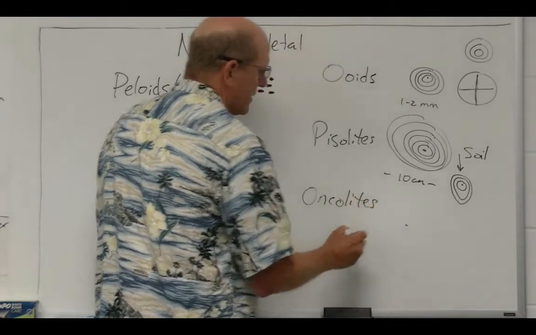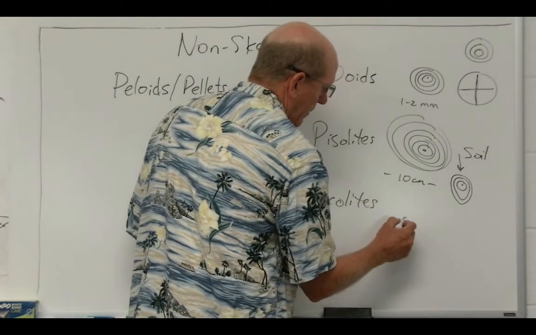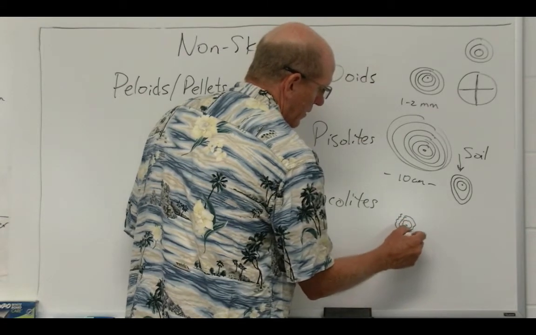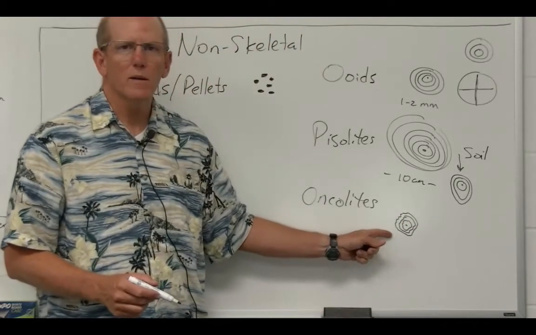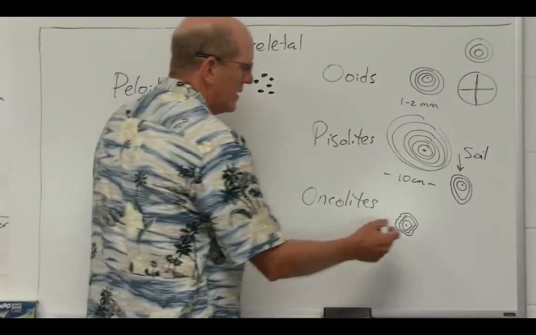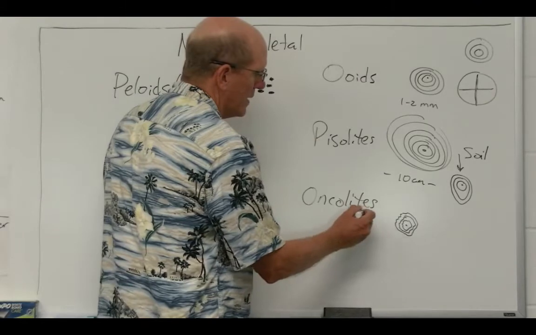We also have something we call oncolites. They also look similar, except now these are formed by microbes, algae, bacteria, things around the outside. They're commonly more irregular. The laminations are very irregular, and you can tell that they're algal if you've got a thin section. So those would be oncolites.